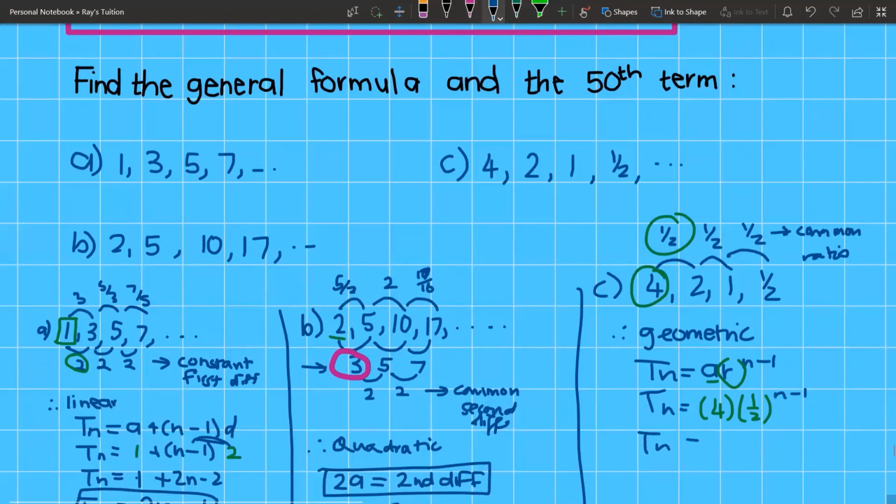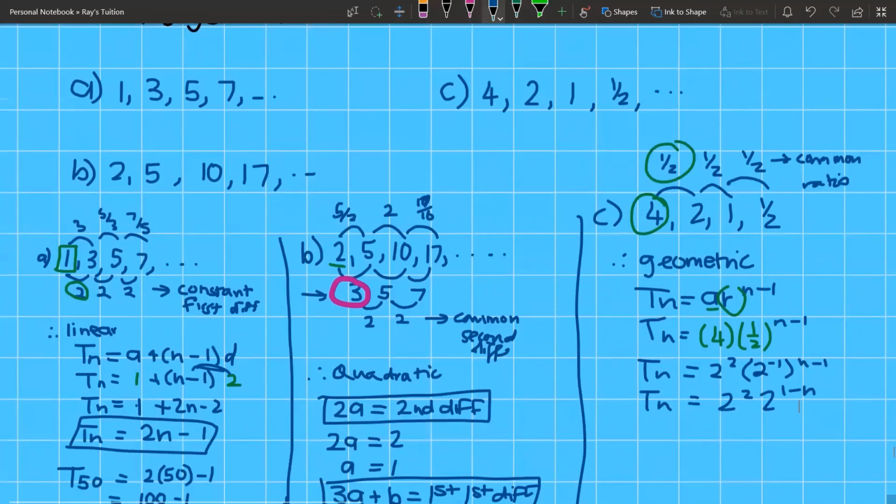We can write this with bases of 2, so that's 2 squared times 2 to the power of minus 1, all to the power of n minus 1. We can then simplify that to 2 squared times 2 to the power of 1 minus n. We can multiply that all, so we get Tn is equal to 2 to the power of 3 minus n. So then T50 is 2 to the power of 3 minus 50, which is 2 to the power of minus 47. So we'll leave it in that form.